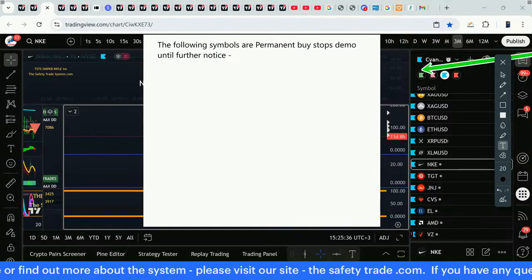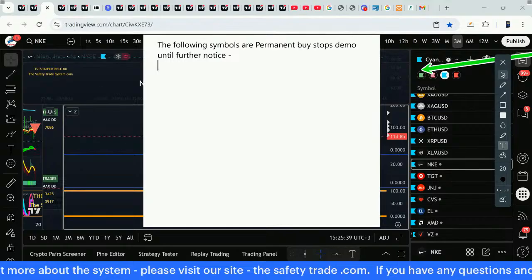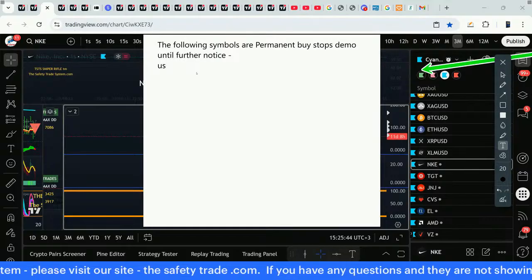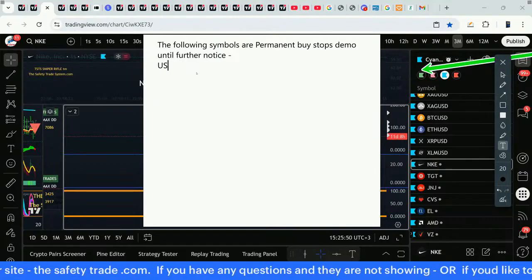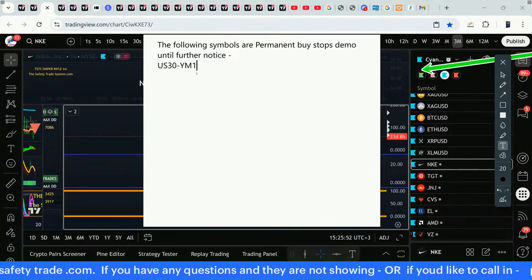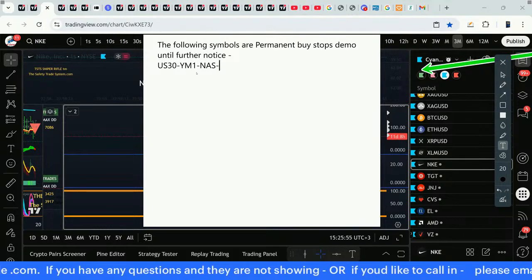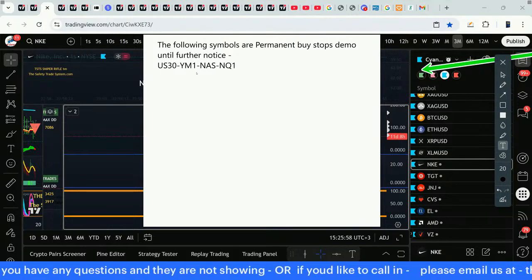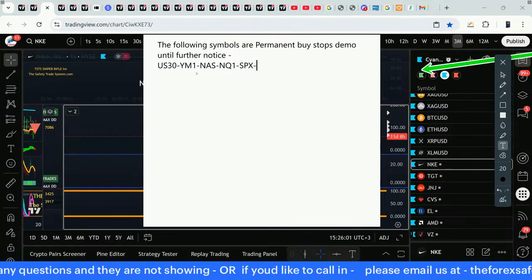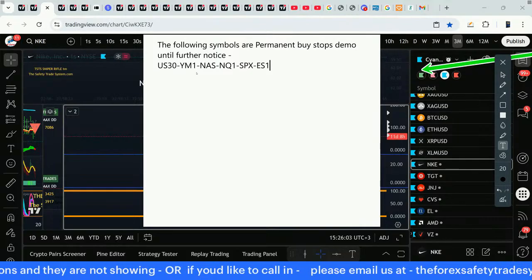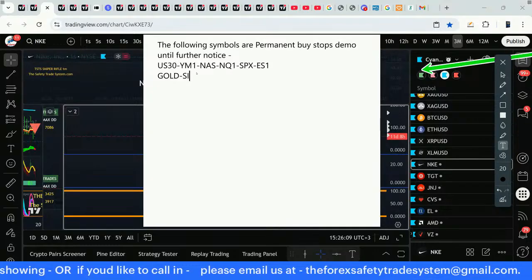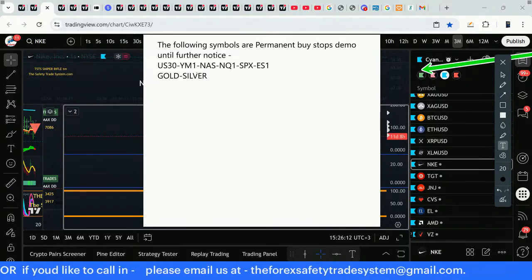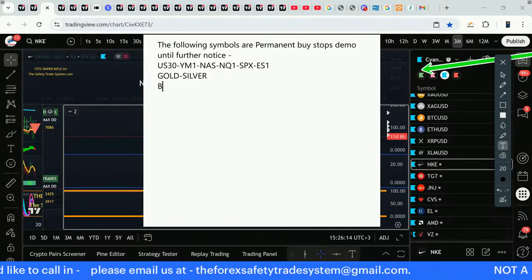Should I start with these or not? Well, we'll end with the other one. No, we're not. I'll go ahead and do these. You're going to be till further notice. US 30, YM1, NAS, NQ1, SPX, ES1 is in the game. And then on this front, gold, silver. Then on this front, Bitcoin.